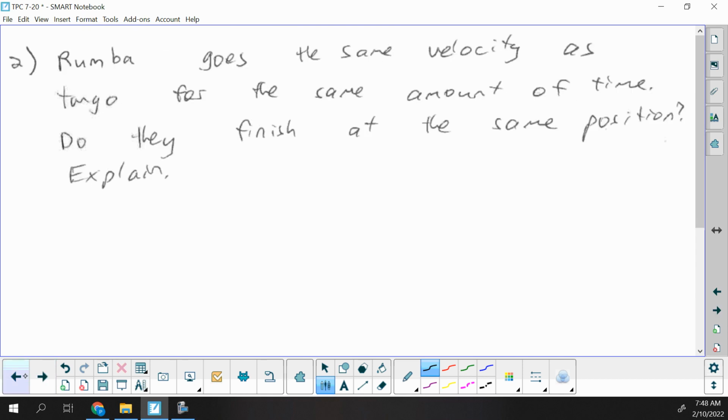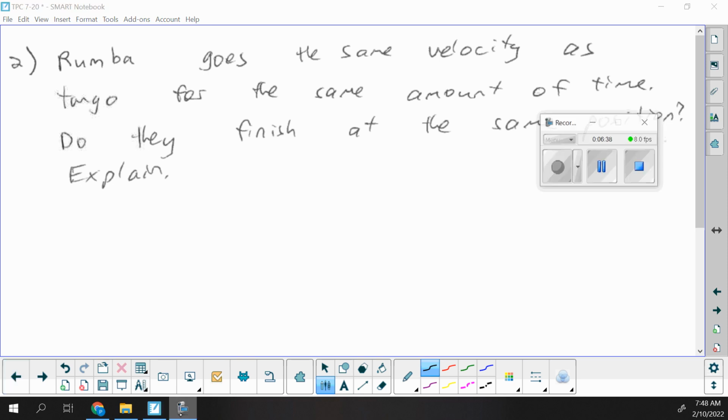All right, next one. Let's say rumba goes the same velocity as tango for the same amount of time. We want to know, do they finish at the same position? So we're going to pause the video for 2 minutes for you to talk about this with someone nearby. So again, rumba and tango, they're going to go the same velocity for the same amount of time, and do they end up at the same position?